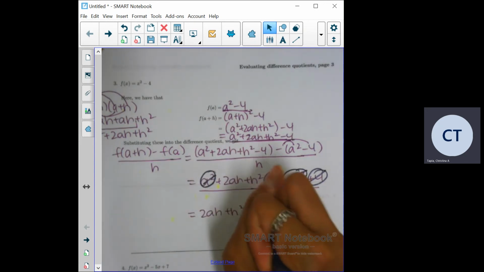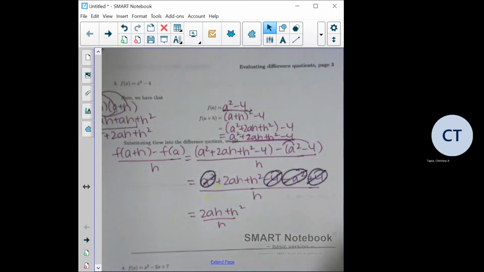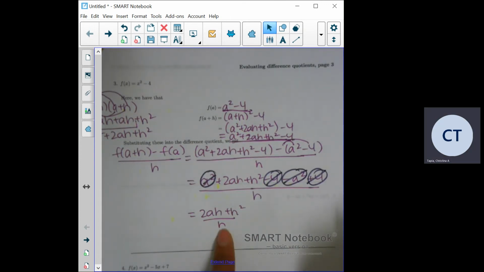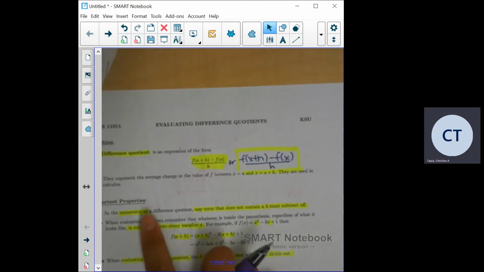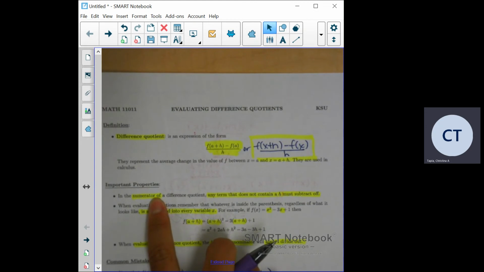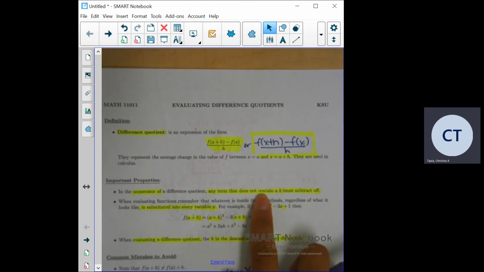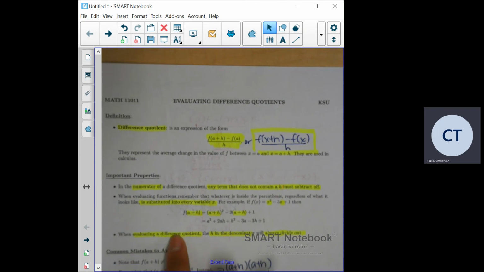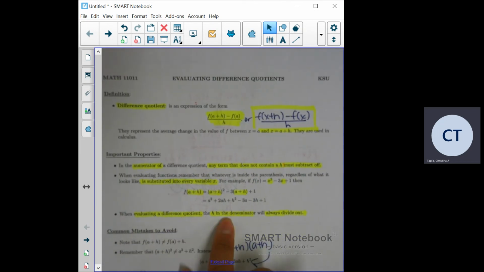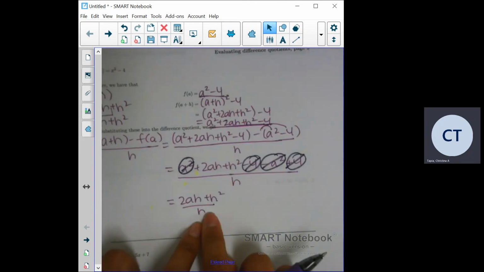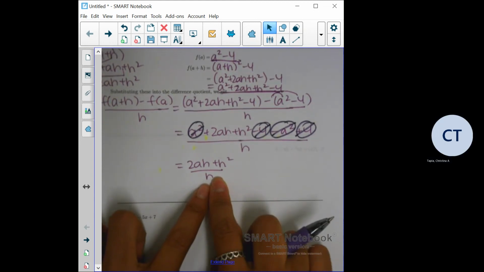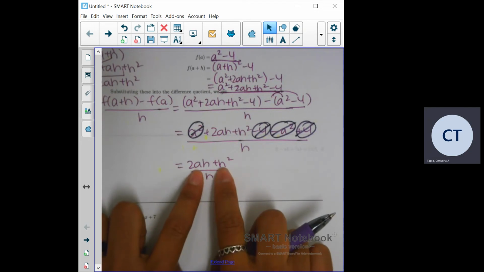2ah plus h squared over h. Okay, I'm supposed to cancel my denominator. It said it on the first page. It's been proving true so far. In the numerator, you should have nothing left but h's. And in the denominator, you should have an h that divides out. How do I get this h to cancel? Just the h squared? Okay, so what can I do with that to show that I can cancel that out?